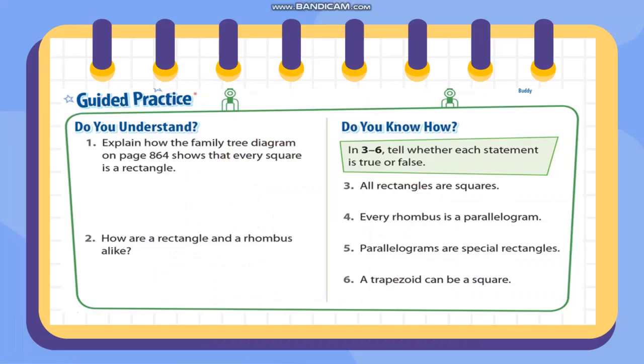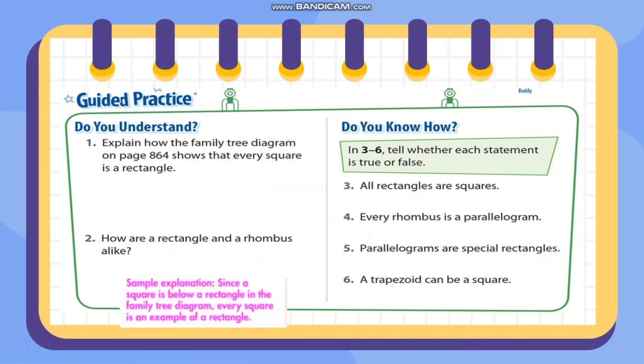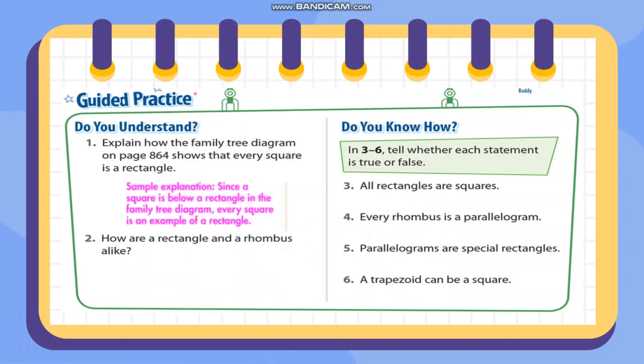Let's answer this. Explain how the family tree diagram on page 864 shows that every square is a rectangle. What is the reason why every square is a rectangle? Since a square is below a rectangle in the family tree diagram, every square is an example of a rectangle. How are a rectangle and a rhombus alike? Both rectangles and rhombuses are parallelograms. They both have parallel opposite sides.